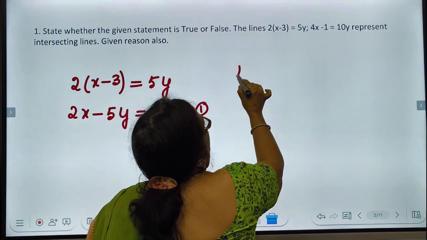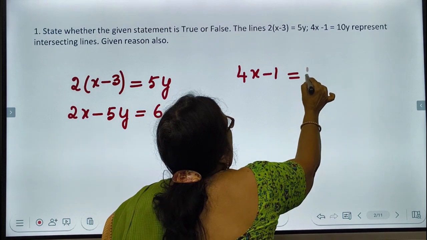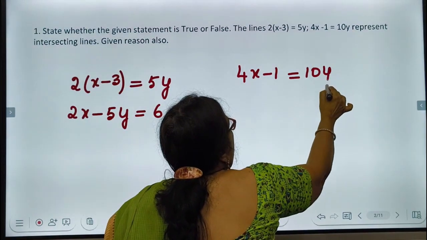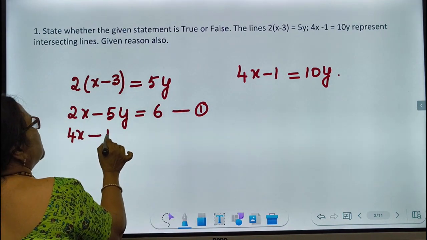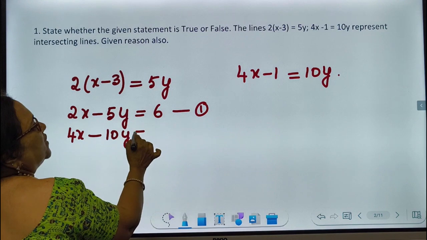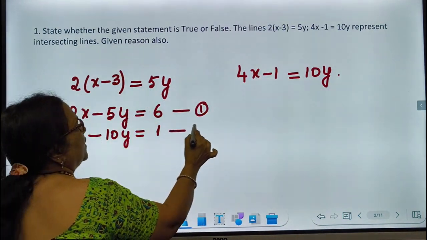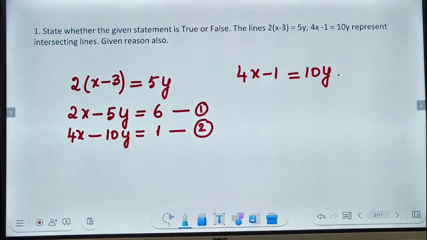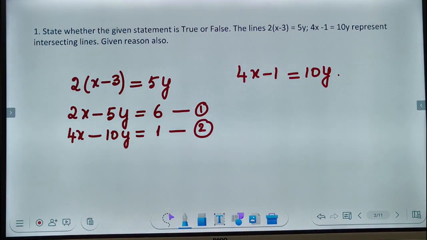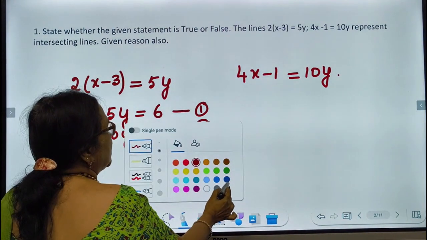Next equation, 4x minus y minus 1 equal to 10y. So 4x minus 10y is equal to plus 1, because minus 1 I am taking to the other side. So you have two linear equations, 2x minus 5y equal to 6, 4x minus 10y equal to 1, and we are going to solve them to find the value of x and y.